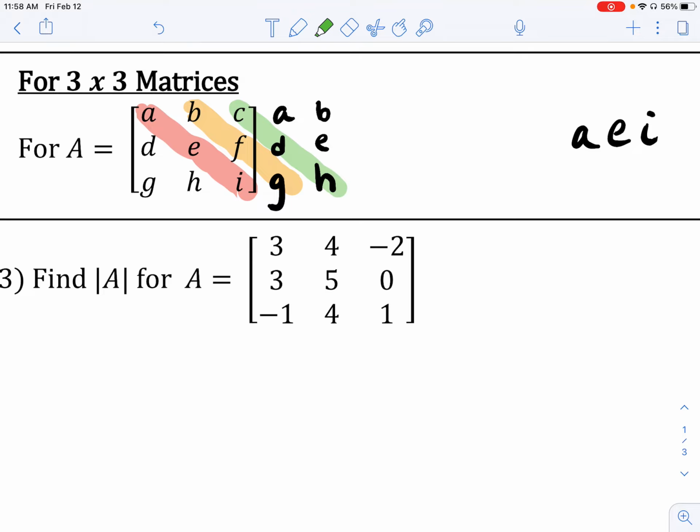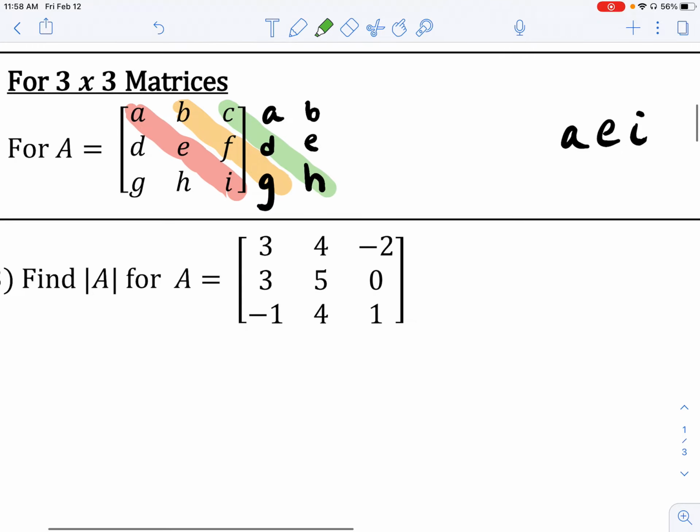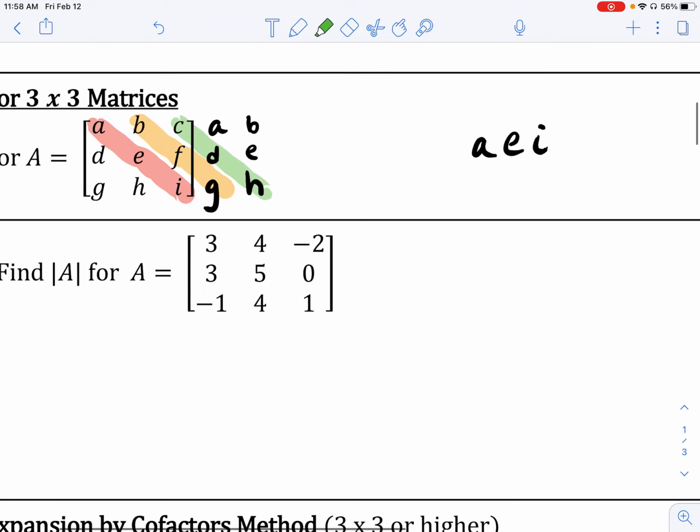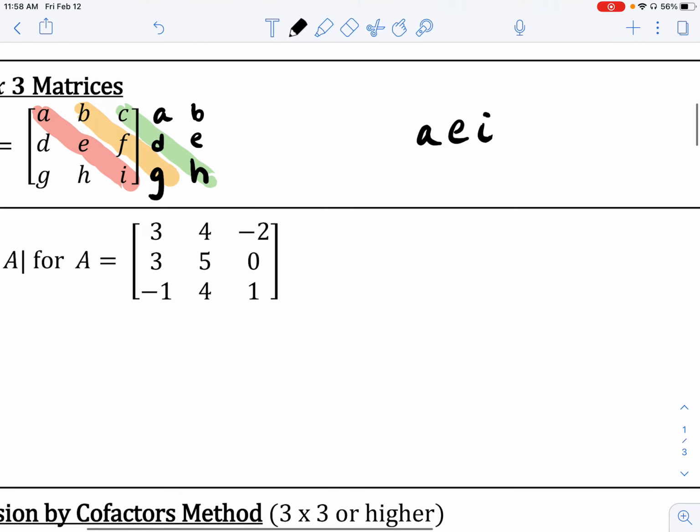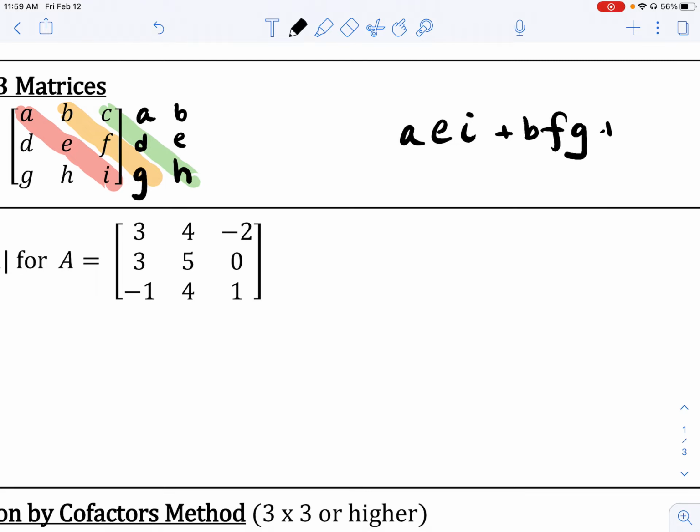So what I'm going to do is write the following. I'm going to find A, E, I, then plus B, F, G, plus C, D, H. So I've got those three diagonals, and I'm going to find the product of each one of those diagonals. Now, what about the other way? I'm now going to need to find these diagonals here.